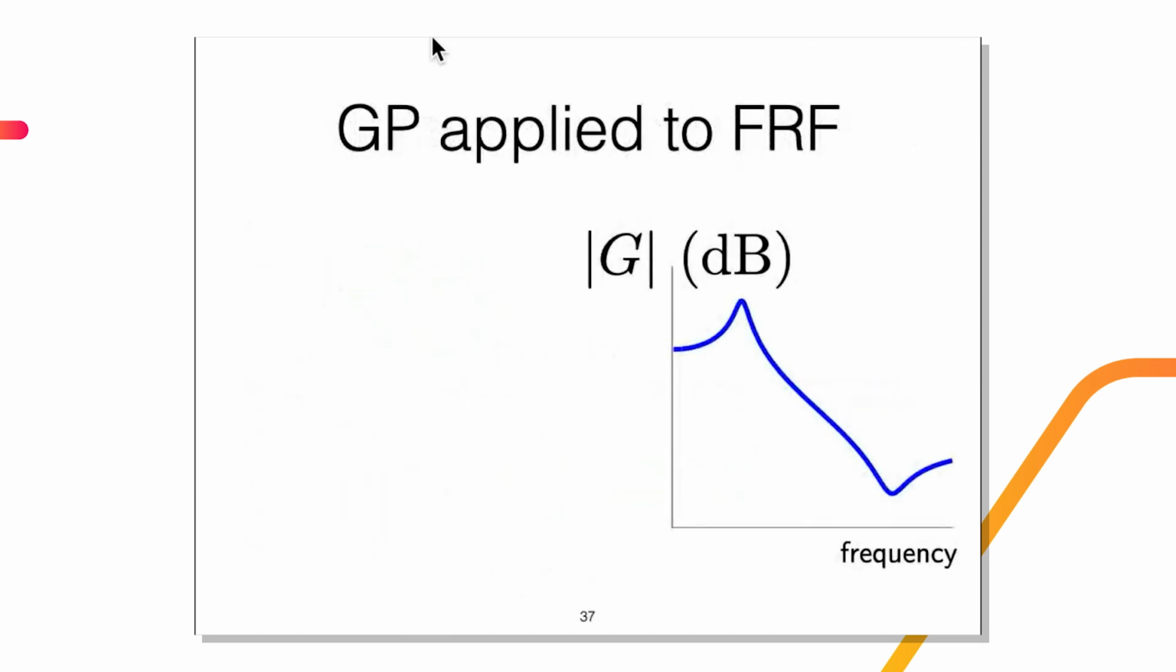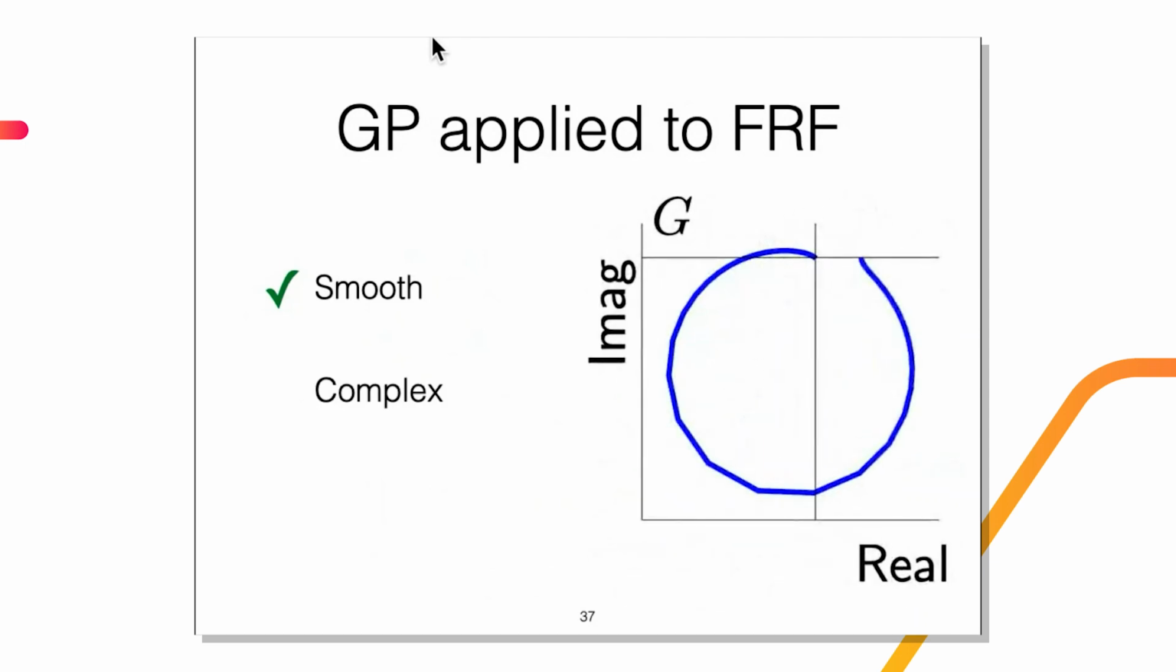The transfer function is smooth. We already saw that with Gaussian processes, with kernel-based regression, we can easily estimate a smooth function. That's nice. The transfer function is complex, consisting of a real and an imaginary part. Is that difficult? Well, it means that we'll have to take into account a stochastic process in 2 dimensions, namely the real and imaginary part.